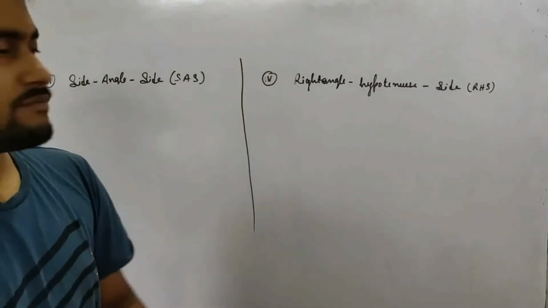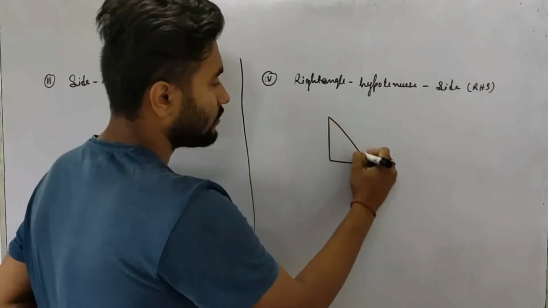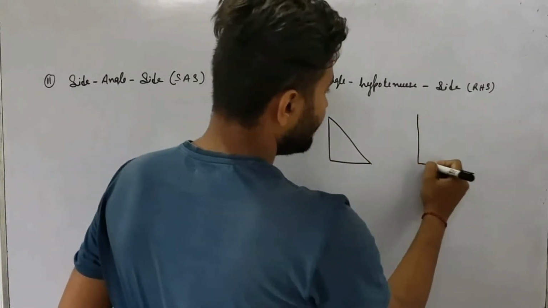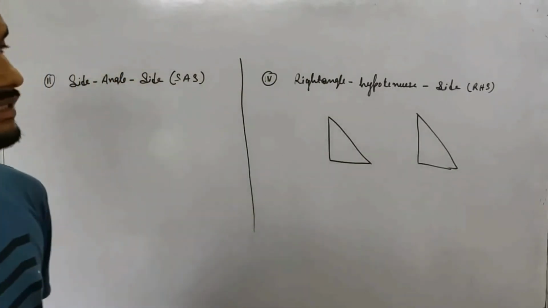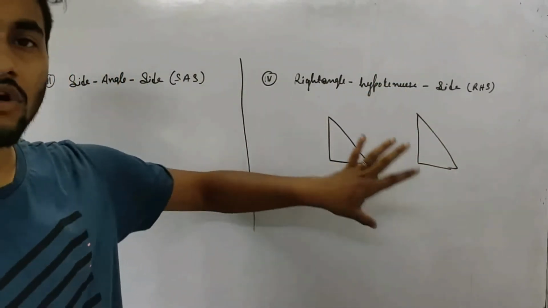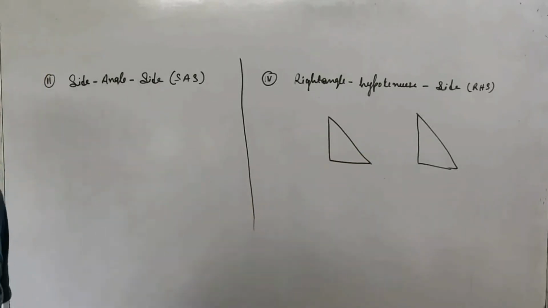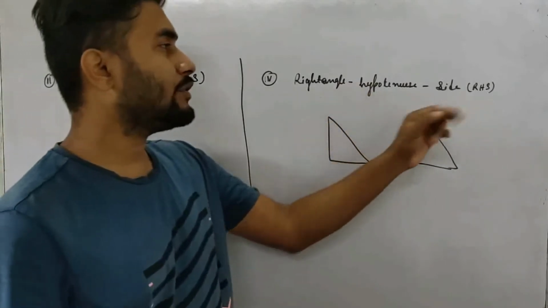The first difference is very simple, that it has to be a what? Right angle triangle. This is the first thing. If it has to be RHS, then it has to be a right angle triangle. That is compulsory, otherwise it will not work. Okay, so now say right angle hypotenuse side.